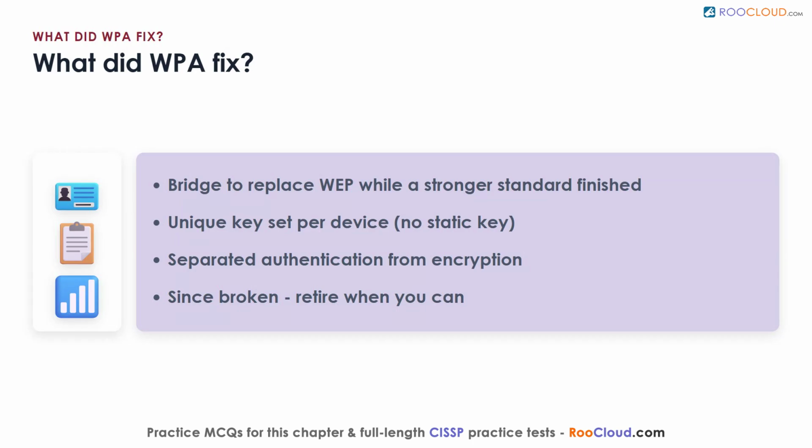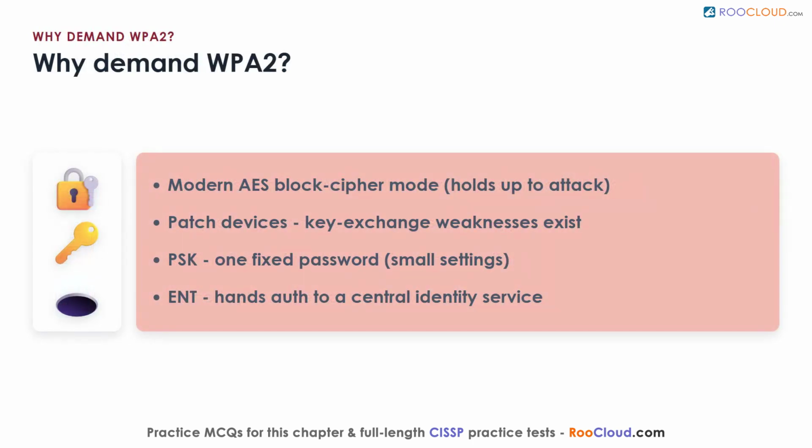Why is Wi-Fi protected access 2 the baseline you should demand? Because it replaced both earlier schemes with genuinely strong encryption. It swapped the old stream cipher for a modern block cipher mode built on the advanced encryption standard, which has held up against direct attack. That said, weaknesses have surfaced in its key exchange process, so keeping devices patched still matters.